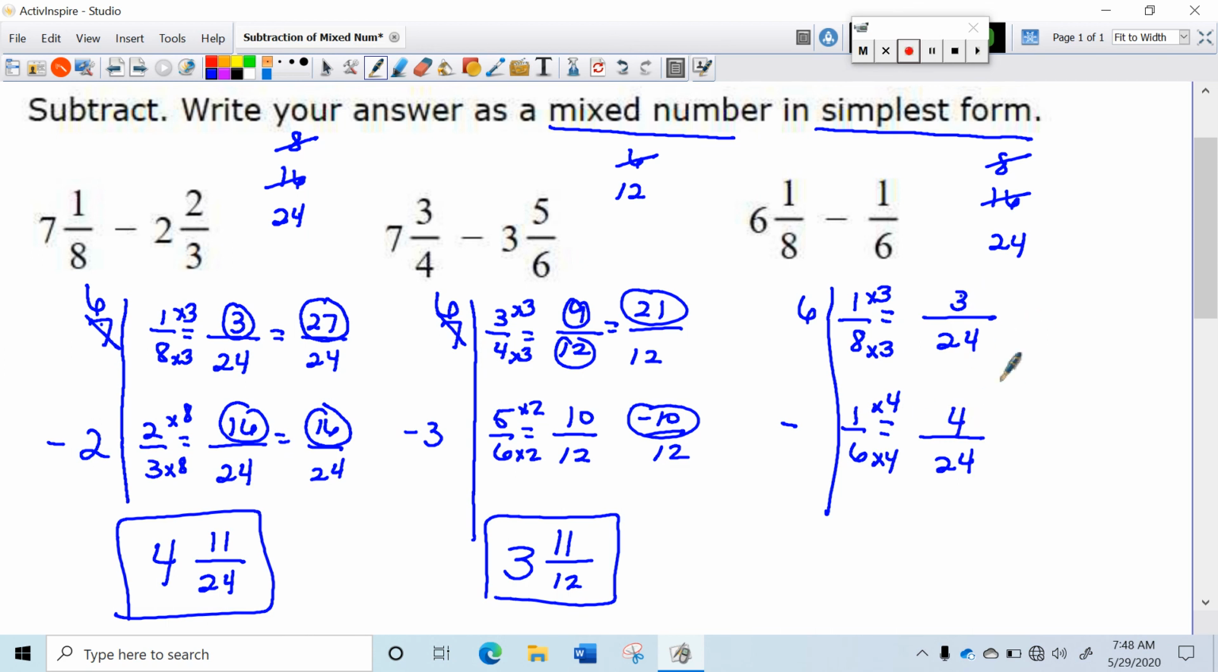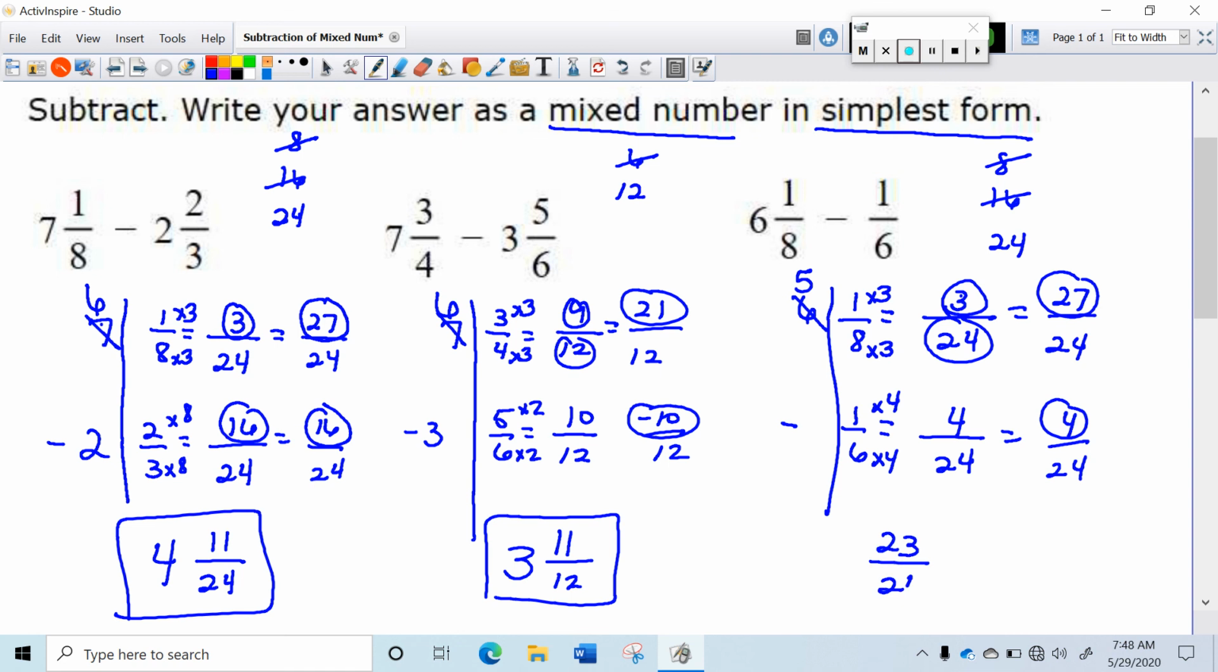I cannot do 3 take away 4, so I have to borrow from the 6 and call it a 5. When I do that, I add the numerator and denominator together. So 3 plus 24 is 27. You keep the denominator, and this stays like it is, and then you subtract these. 27 take away 4 is 23, and you keep the denominator. And then over here, I had a 5, but I didn't take anything away from it, so that's the answer.